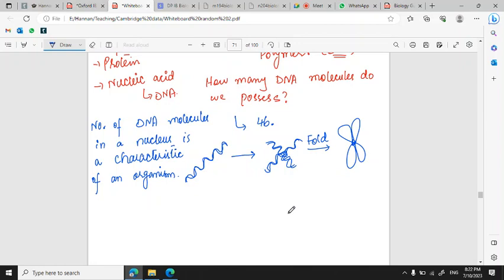All right. Now, okay, we have 46 DNA molecules, but how did we get these 46 molecules?